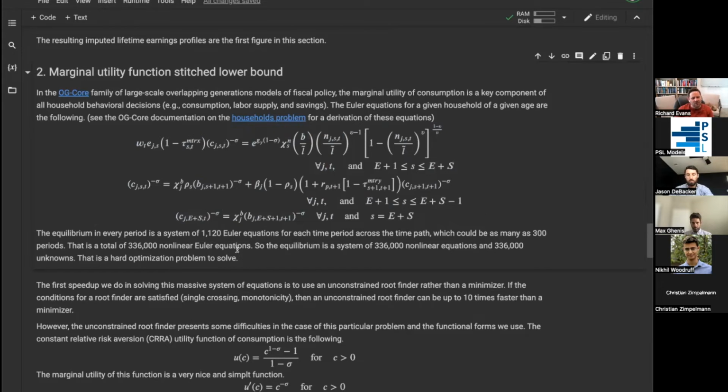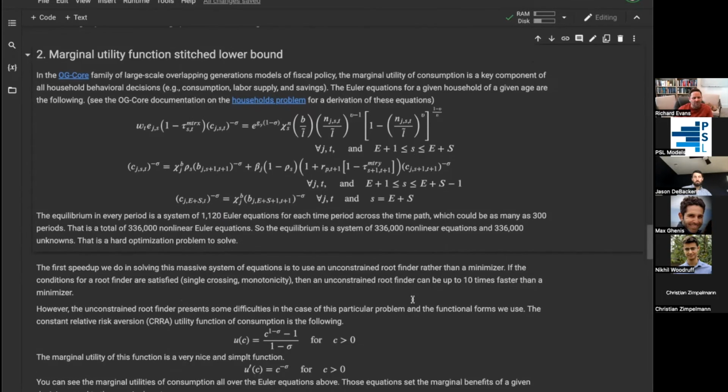But if you look in the paragraph below those equations, for every type of household, there are 7 types of households. They've got to solve 160 of these equations every period. So that's 1,120 equations every period, and for 300 periods. And so the equilibrium in this macroeconomic model on the household side is 1/3 of a million equations and 1/3 of a million unknowns. That's a really hard optimization problem to solve.